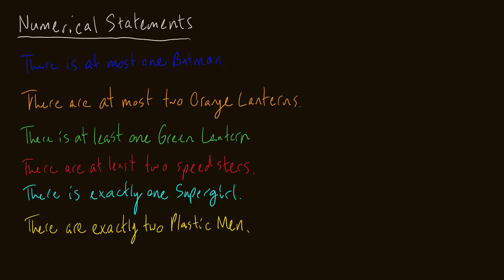Basically, what we're going to do is, because we want one singular thing in the universe to be Batman, we're going to introduce two universal quantifiers. We're going to say for all x, for all y. If x is Batman and y is Batman, then it must be the case that x is equal to y. So now what we have done is said that if we have two different things that are Batman, then they must be the same thing.